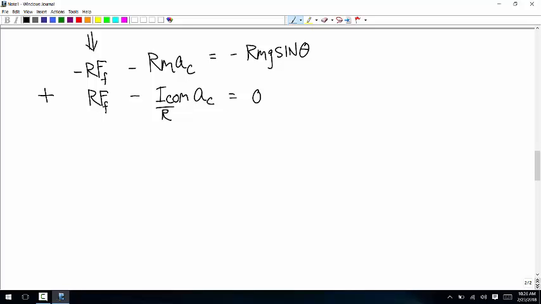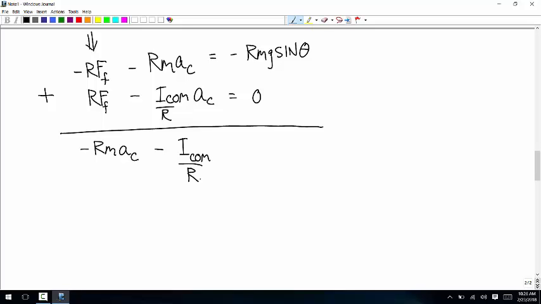And then we can just add these two equations together. I'm just solving this system. You can do it however you want, substitution, or your calculator will do it with reduced row echelon form. But so we end up with negative RM AC minus ICOM over R times AC is equal to negative RMG sine theta.